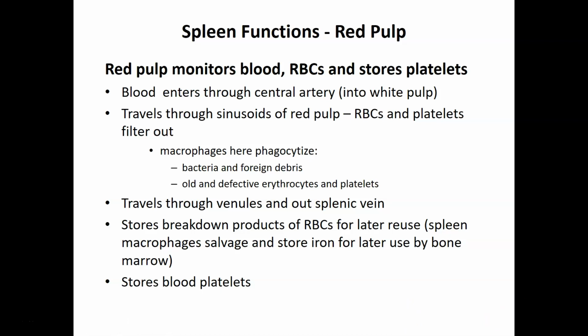Okay. The other functions being carried out in the red pulp are storage of breakdown products from the red blood cells. So, for example, hemoglobin gets broken down into amino acids. They can store amino acids temporarily. They can store lipids from breakdown of the plasma membrane. They can store iron temporarily from breakdown of the heme group.